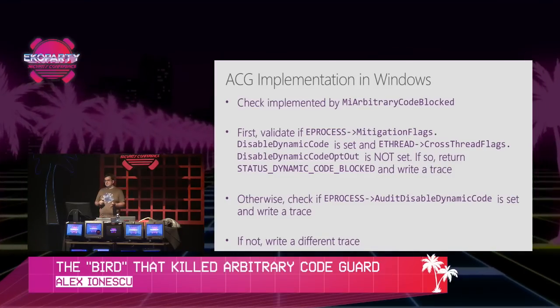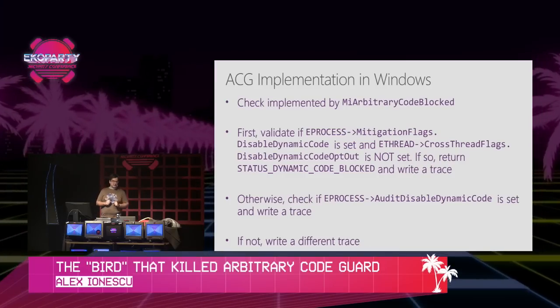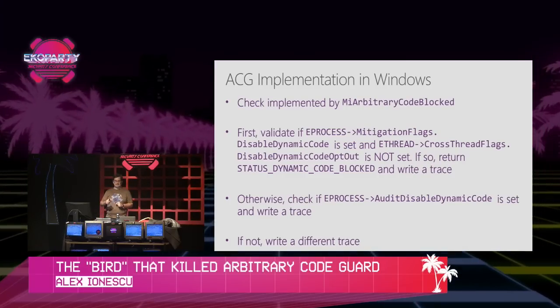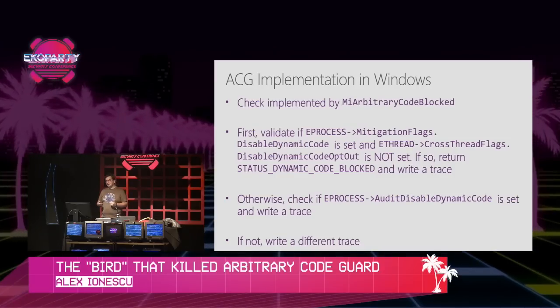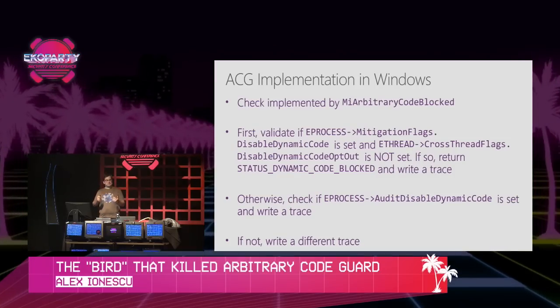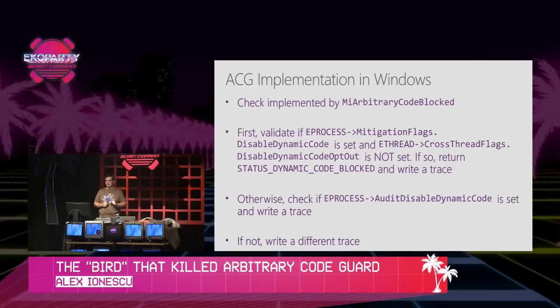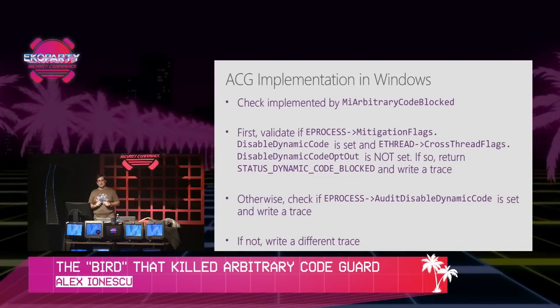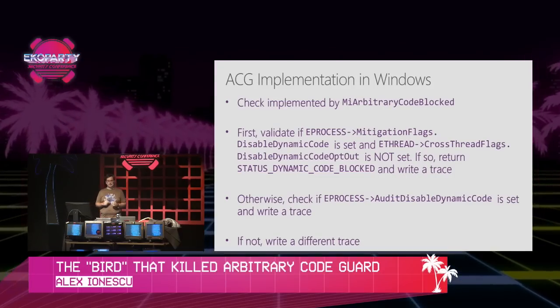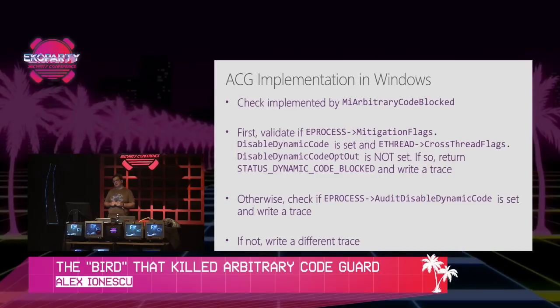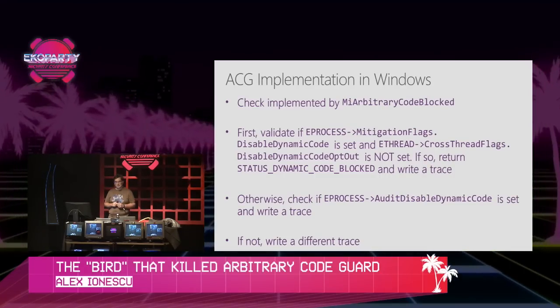Then, if the process is mitigated, we check if the thread has a special permission to bypass the mitigation. For legacy compatibility reasons, you could say that one thread can still do this within a process. If this is not that kind of special thread, we block the operation. This function is going to return a failure and it's going to trace.